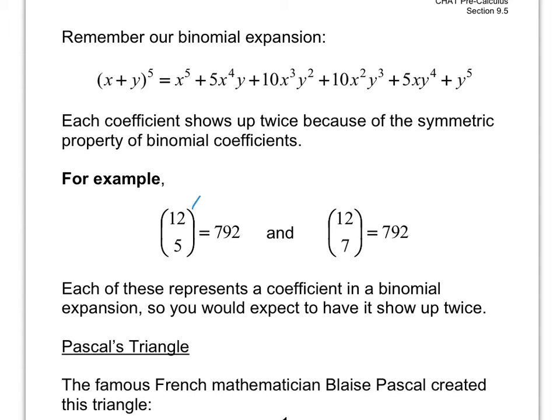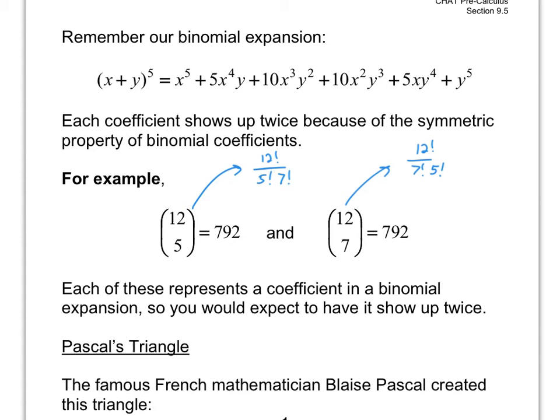So for this one, I would have 12 factorial over 5 factorial, and then I would subtract and get 7 factorial. For this one, I would have 12 factorial over 7 factorial, and then I would subtract and get 5 and put a 5 factorial. It's the exact same problem for both of those.